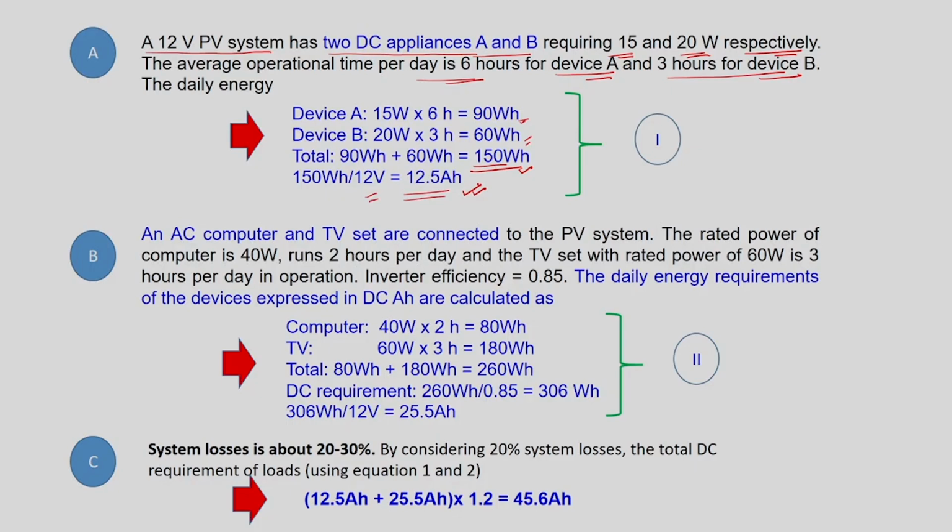Now, the next step is, for example, if we have an AC load. Maybe a computer is one item and a TV set is another item, which are connected to the PV system. As you know, these will work on AC, meaning alternating current. So, we need to have an inverter.